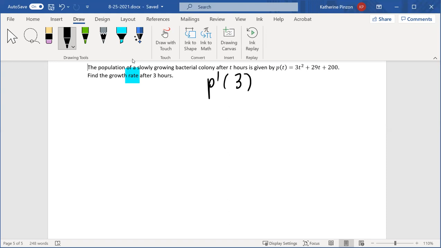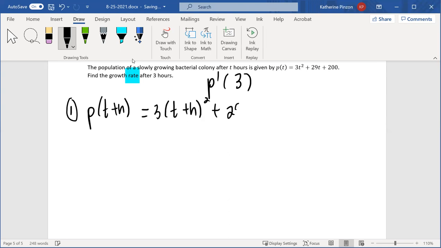Let's do a little bit more practice with what we did today. So I'm going to do one more. How do I start? Do you remember? Yes. f of x plus h, right? This is going to be p of t plus h. It's really tricky because I use different letters on you. So I replace all of those t's with t plus h's. Okay.